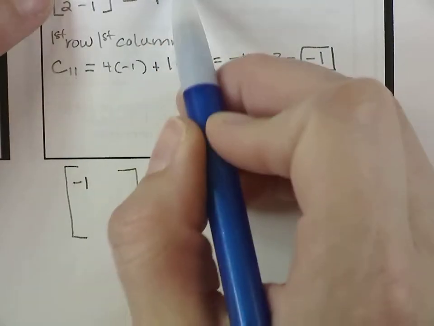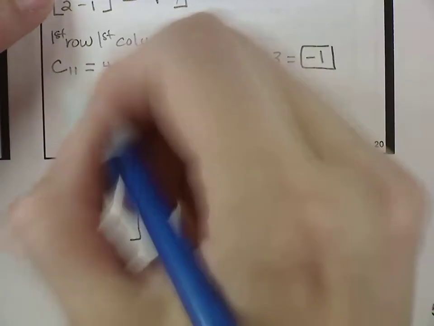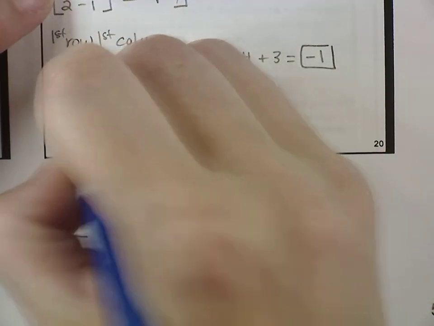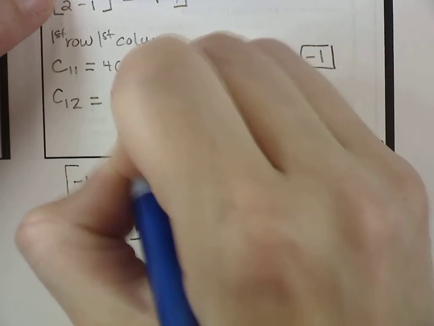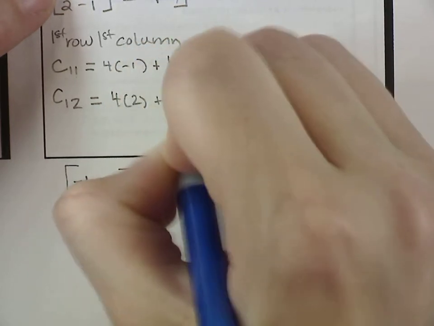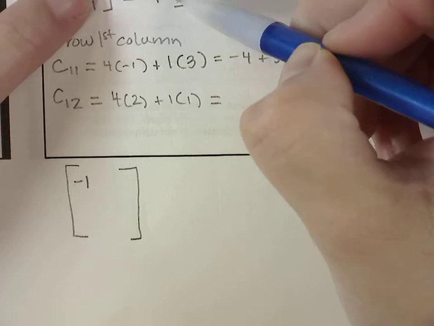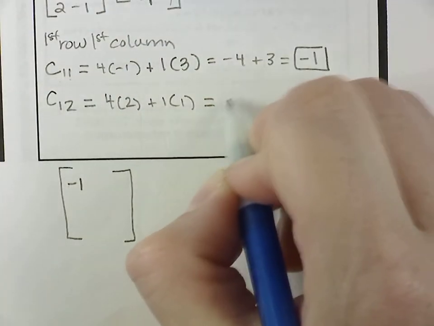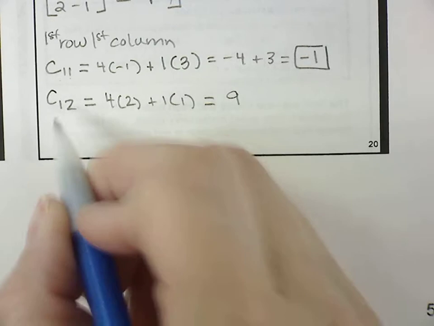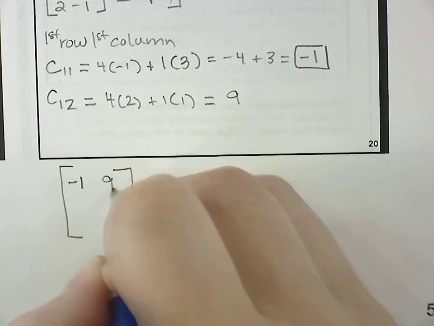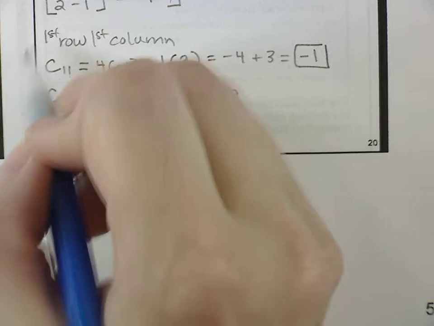Okay, now let's do the first row and the second column. So first row, second column. So I'm going to do 4 times 2 plus 1 times 1. So 4 times 2 plus 1 times 1. And is it okay if I just put 9? So that's the first row, the second column. So I'm going to put that in my matrix, the first row, the second column.